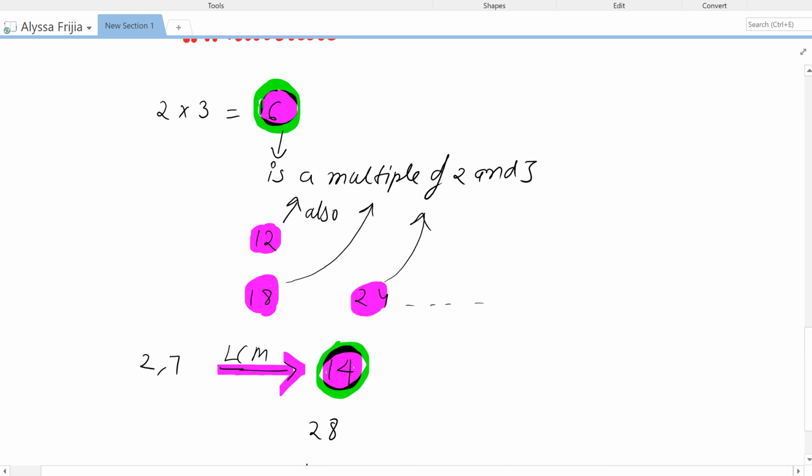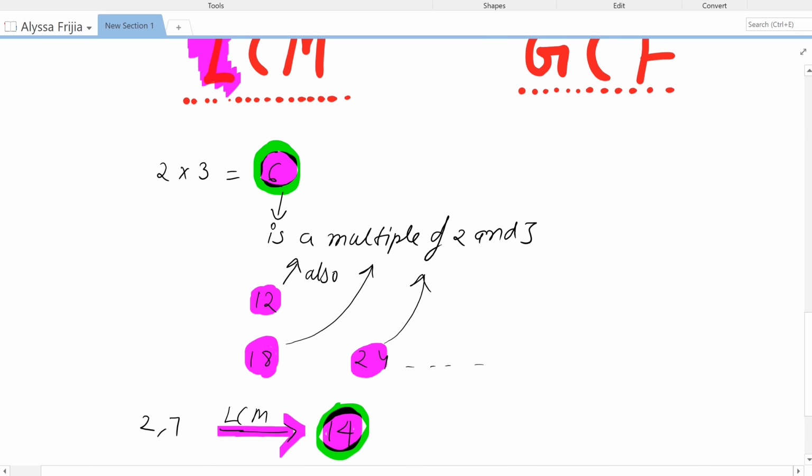So for the least common multiple, I make a green circle. They deserve something special, right? Because they're least.